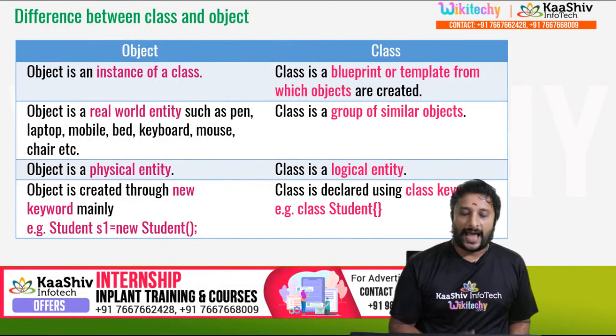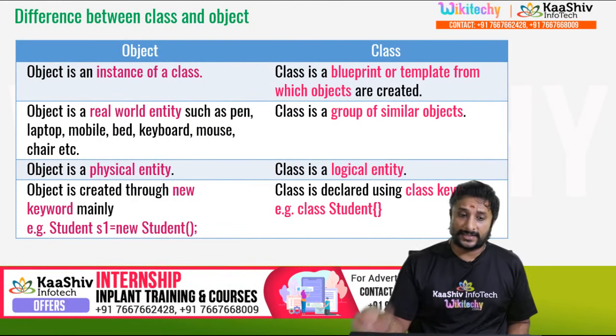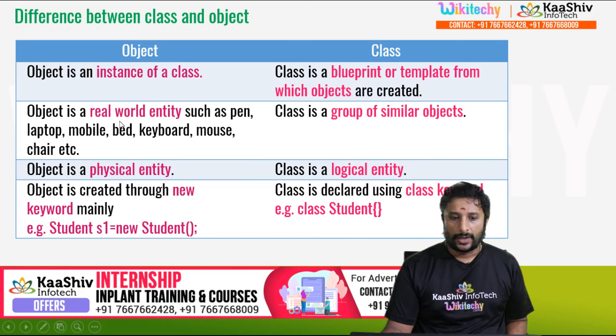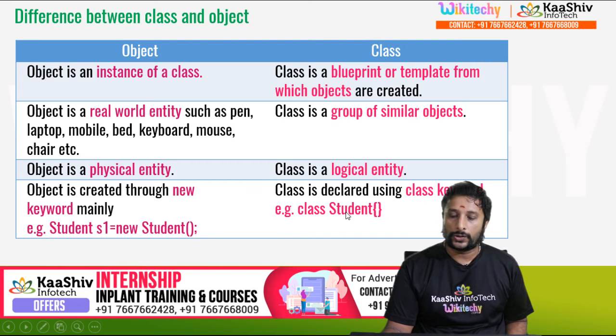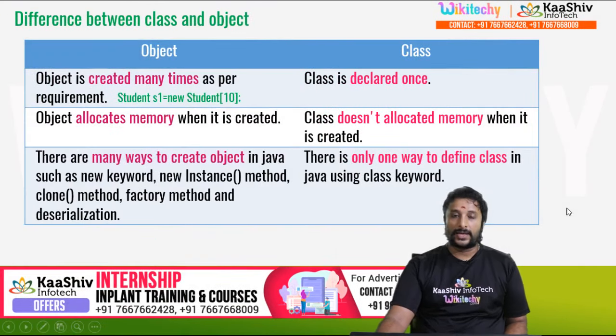Let's move on to the actual difference between class and object. An object is an instance, and here's the blueprint. It's a real world entity. A class is a group of similar objects. An object is a physical entity, and a class is a logical entity. So you'll be using the class name, and here the object name is equal to new class name. Class student is the one you will be calling. So the keyword is class.